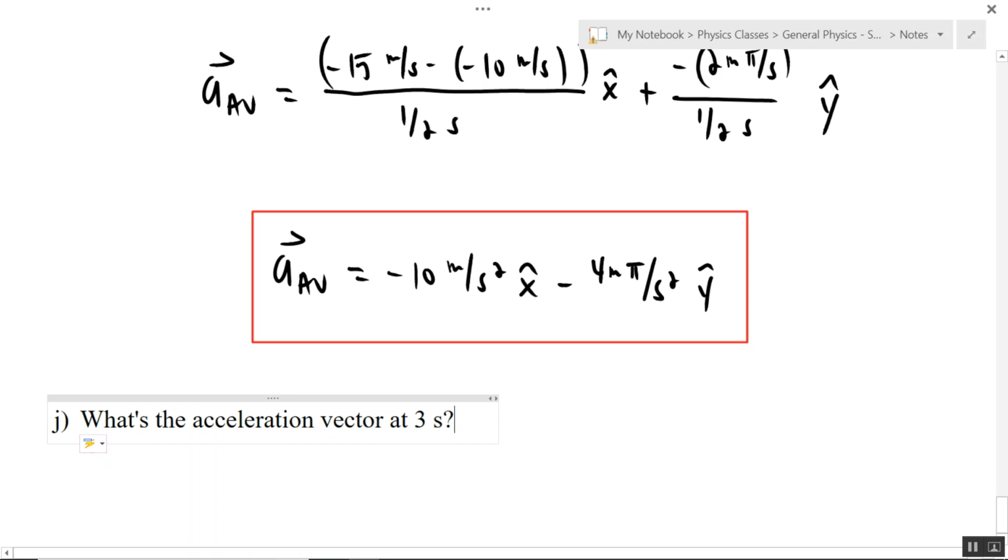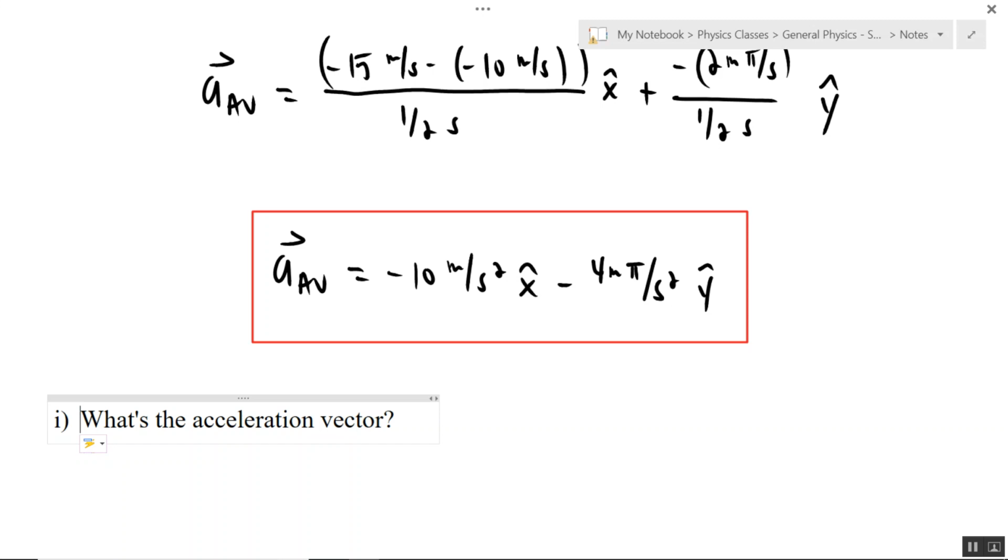Okay, so this is the next question. What's the acceleration vector at 3 seconds? Oh, sorry, no, that's the next part. This is part I. The next part is at 3 seconds, my bad. Okay, so what's the acceleration vector?